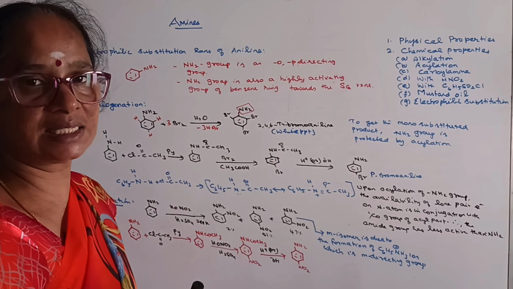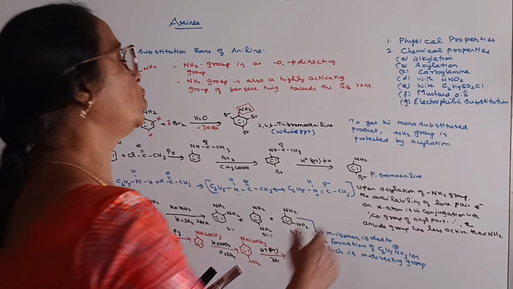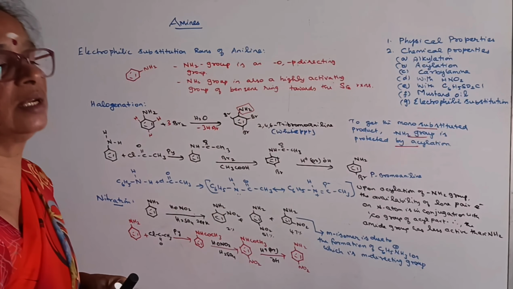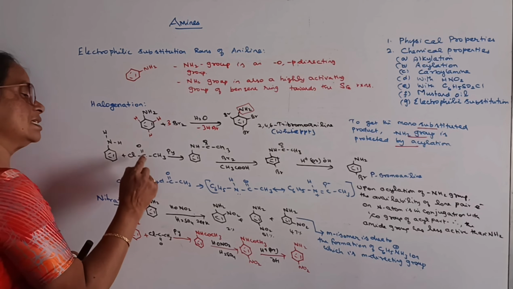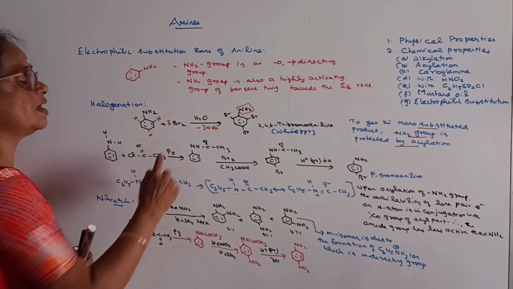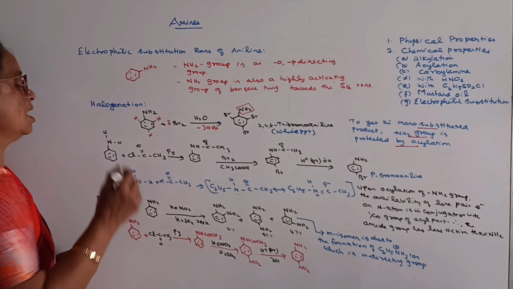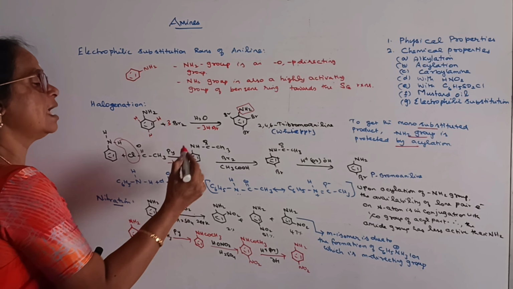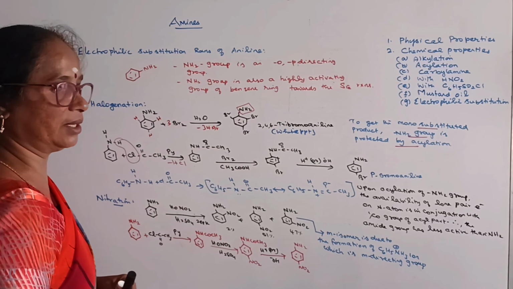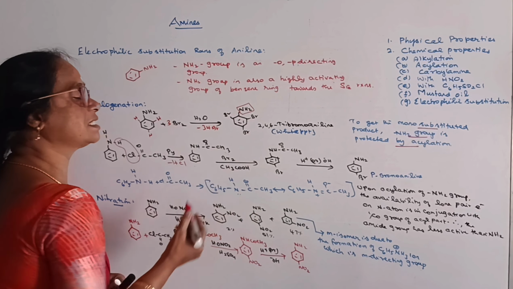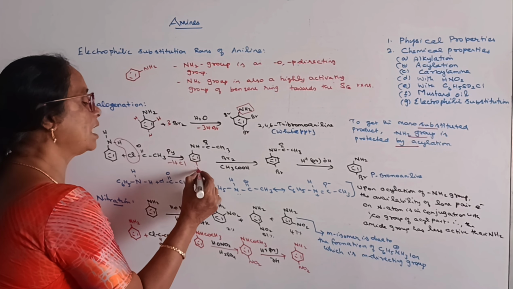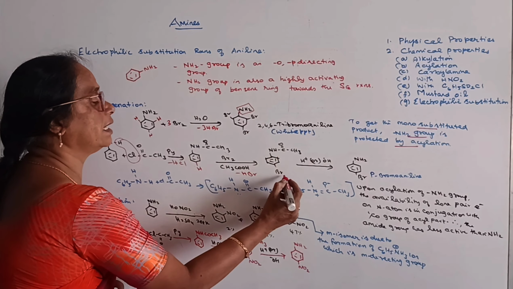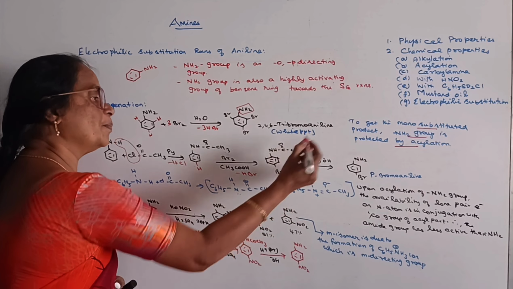protected by the acylation reaction. So to get a monosubstituted product, the NH2 group must be protected by acylation. Acylation can be done in presence of a base like pyridine, where the hydrogen chloride is removed, and hence we get N-phenyl acetamide. Followed by bromination in presence of acetic acid, the para isomer forms and hydrogen bromide is removed.